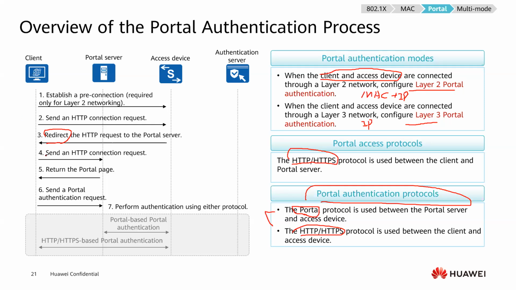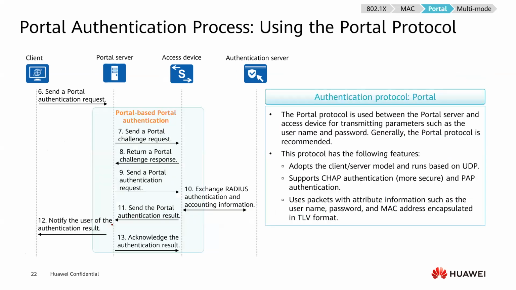Then the client will send an HTTP connection request again to the portal server. When the portal server receives the request packet, it will return the portal page. When the client receives the portal page, it will enter the identification information, the username and the password, and then transmit it. If you use the portal protocol as the authentication protocol, it will use the portal server to transmit the identification information.